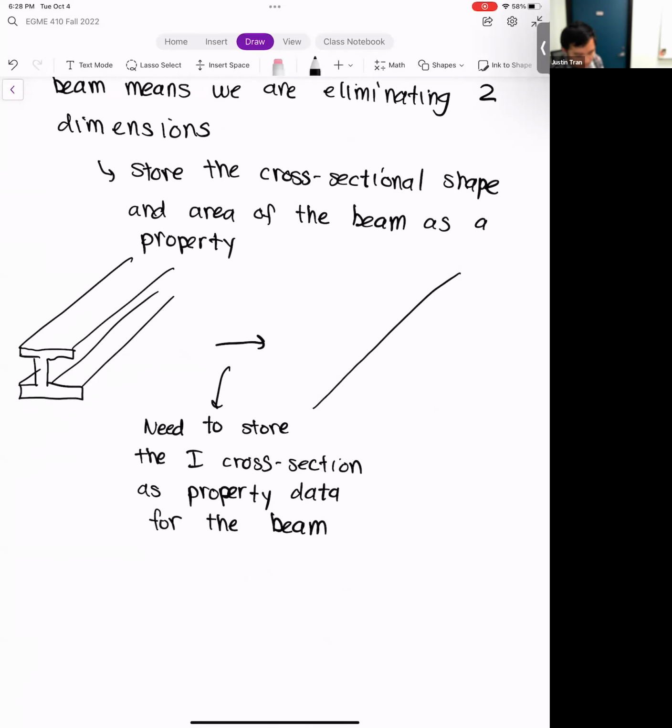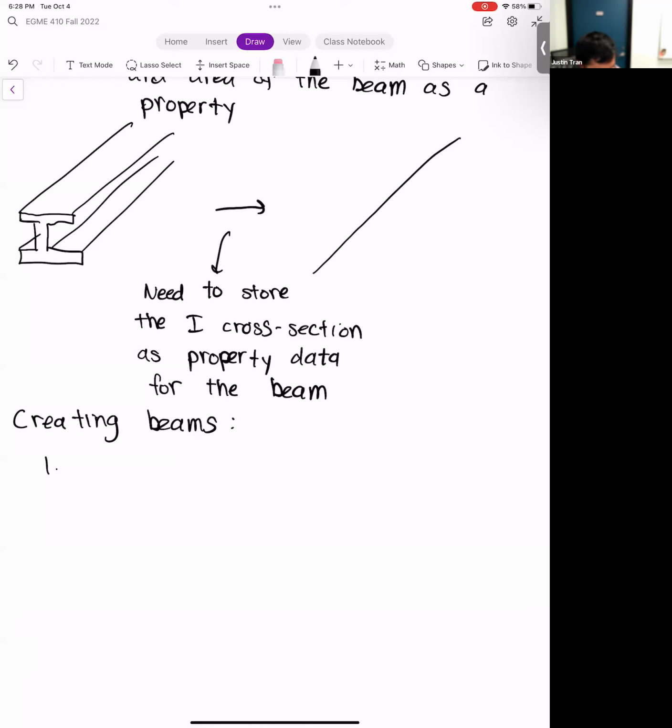Let's talk about creating beams. Creating beams is pretty simple, and there's only two methods. The first method is to simply create a 1D line or 1D sketch. You would just draw out the path of the beam inside your sketch, and that will become your beam.